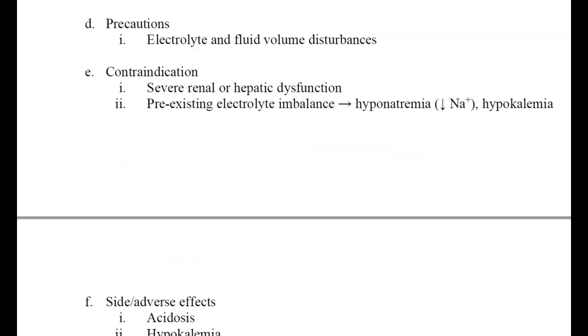Precautions include electrolyte and fluid volume disturbances. Some contraindications include severe renal or hepatic dysfunction. It is also contraindicated with pre-existing electrolyte imbalance, most specifically hyponatremia and hypokalemia, so low sodium and low potassium, because this medication increases the excretion of sodium, potassium, bicarb, and water. Next, although the product labeling lists sulfa allergy as a contraindication, the scientific basis for this has been questioned, and they're often used in patients with sulfa allergy anyway. That being said, it's still important to monitor for possible allergic reactions.